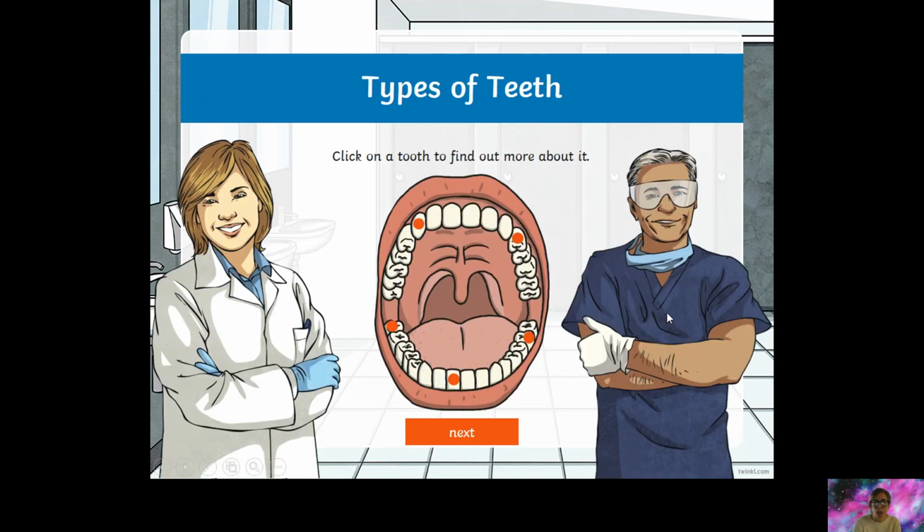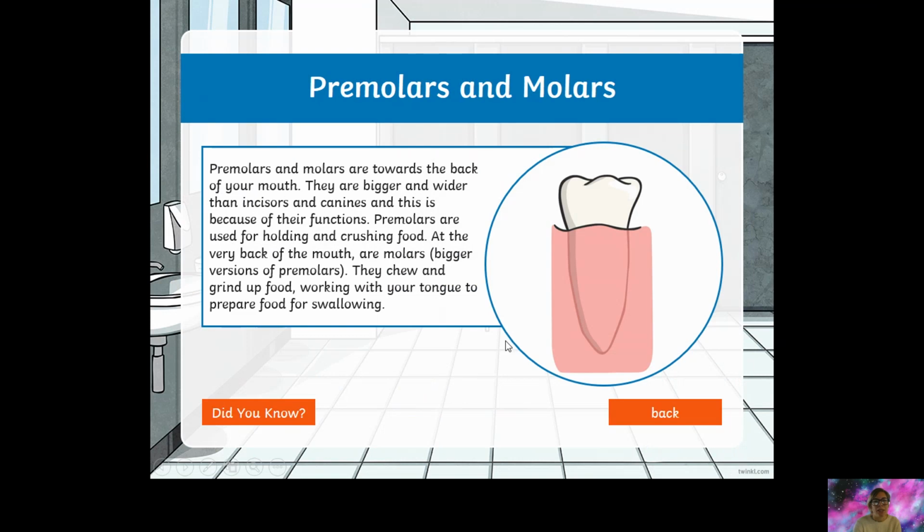Okay, let's go back and choose another tooth. Can you remember what those were called? So this one and this one, they were our canines. That was the first tooth we learnt about. So let's have a look at this one, which is next to our canine here. These are called premolars and molars. They're towards the back of our mouth, and they are bigger and wider than incisors and canines. And this is because of their functions, because of what they have to do.